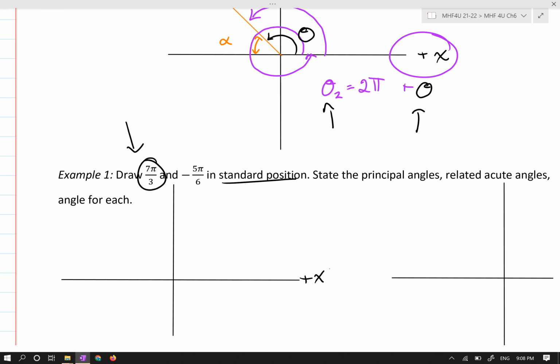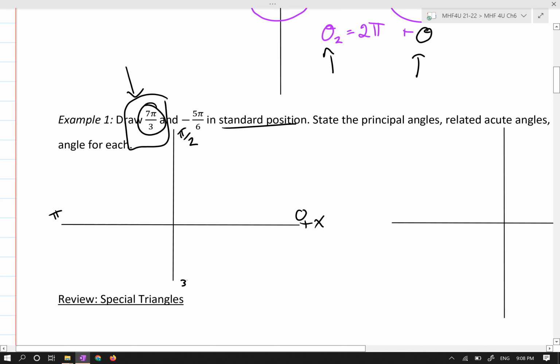Now, 7 pi over 3, I need to ask myself, okay, well, I know that 0 radians is here. I know that pi over 2 is up here. I know that pi radians are over here. And 3 pi over 2 are down there. So I need to ask myself, where does 7 pi over 3 lie in these? Well, 7 pi over 3, I know that's greater than pi. So I know I'm at least going to have to go that way around.